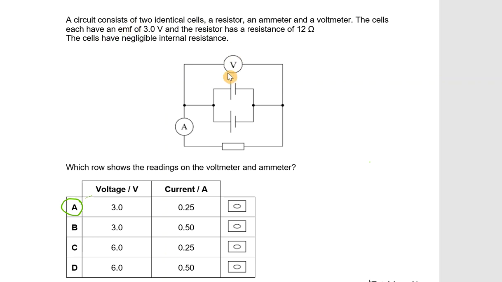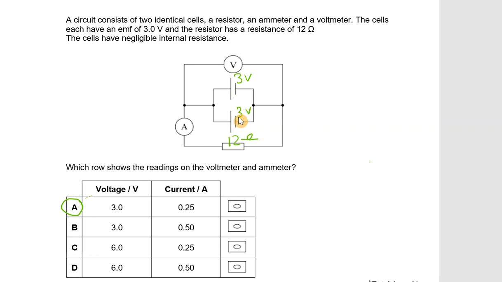So a circuit consists of two identical cells, a resistor, an ammeter and a voltmeter. The cells each have an EMF of 3 volts and the resistor has a resistance of 12 ohms. The cells have negligible internal resistance. Which row shows the readings on the voltmeter and the ammeter?